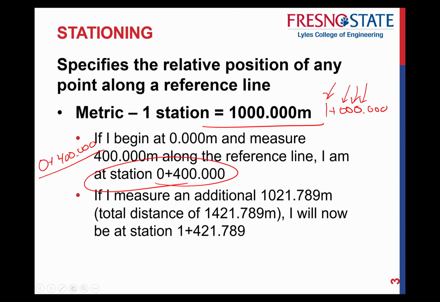Okay, so now if we're going to measure an additional 1,021.789 meters, so we've got a total distance, now we want to know what station that is. You can either add this additional distance right here. If you wrote that in station notation, it would be 1 plus 021.789. Or if you just got a total distance right here, you just convert that into station notation, which is what we have exactly right there.